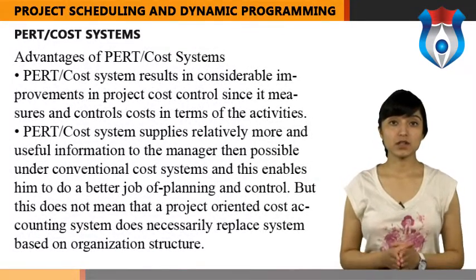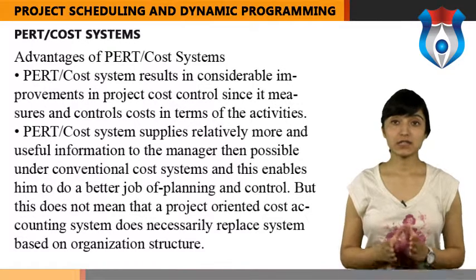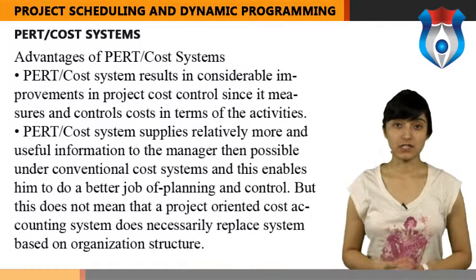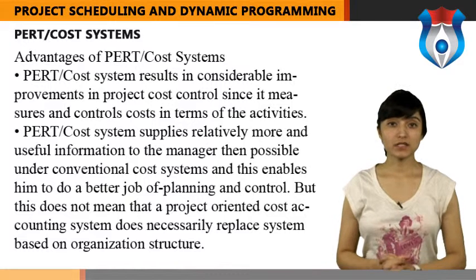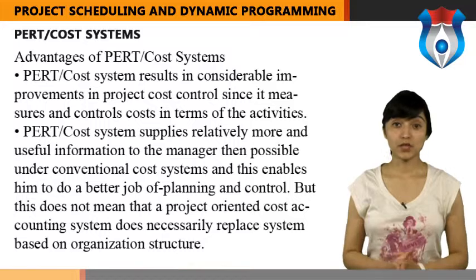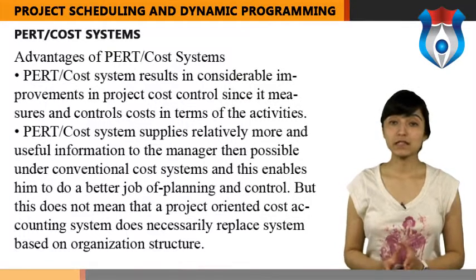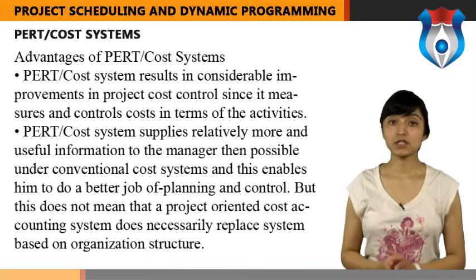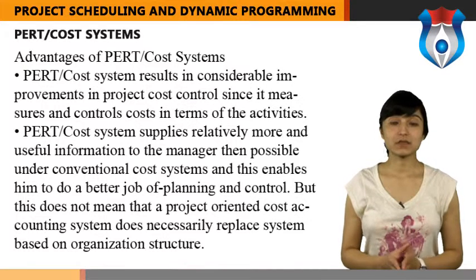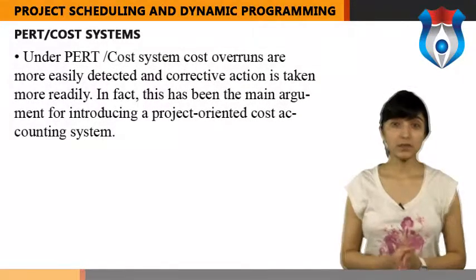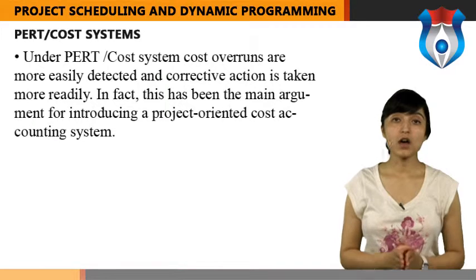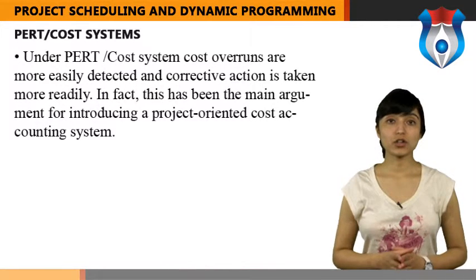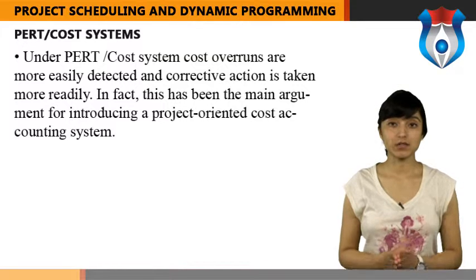Advantages of PERT cost systems. PERT cost system results in considerable improvements in project cost control since it measures and controls costs in terms of the activities. PERT cost system supplies relatively more and useful information to the manager than possible under conventional cost systems, and this enables him to do a better job of planning and control. But this does not mean that a project-oriented cost accounting system necessarily replaces systems based on organization structure. Under PERT cost system, cost overruns are more easily detected and corrective action is taken more readily. In fact, this has been the main argument for introducing a project-oriented cost accounting system.